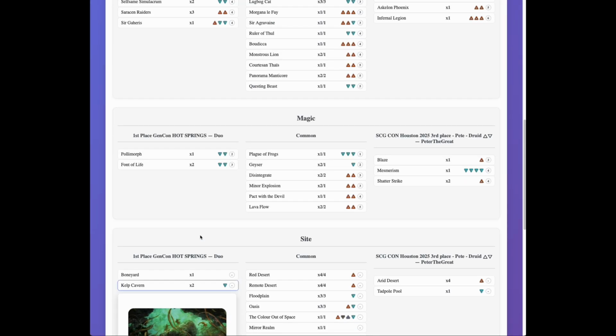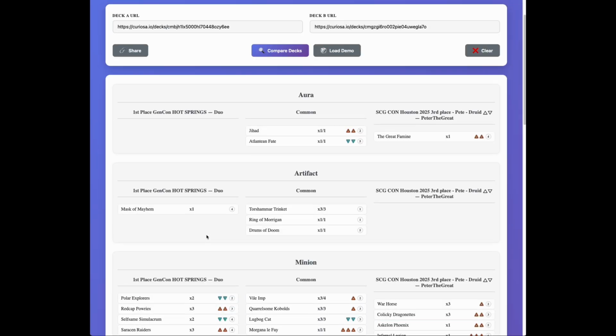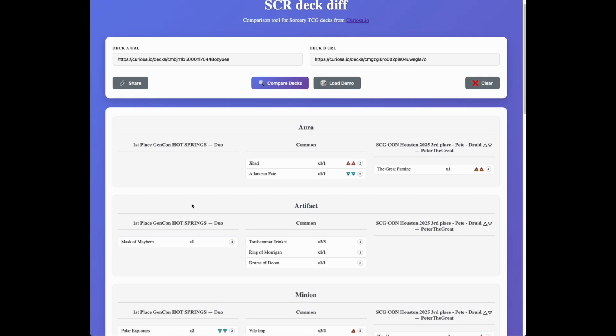So the idea behind this is that you could use this to compare two different decks that are out in the wild like this, or use it for deck building where you iterate over decks and make changes on Curiosa, and you want to visualize the changes that you've made and see how much or how little you've actually changed. So this would be a tool to help do that.